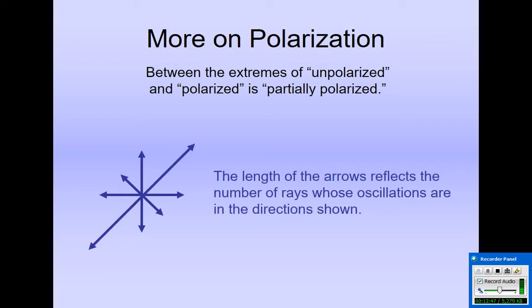It is possible to be partially polarized. We see what that might look like in the graphic on the screen, and there are a lot of situations where light is partially polarized. So there's a tendency for it to be along a particular direction, but you can still find some oscillating in other orientations. You're just most likely to find it along a particular axis.